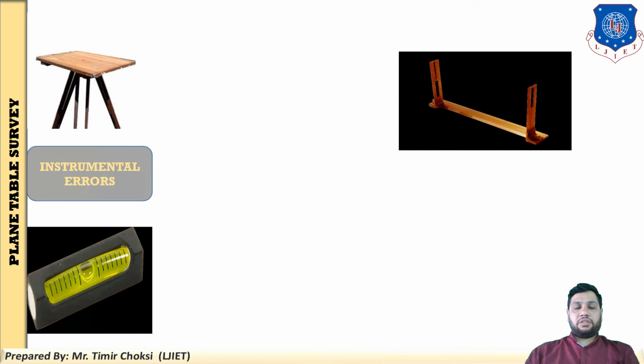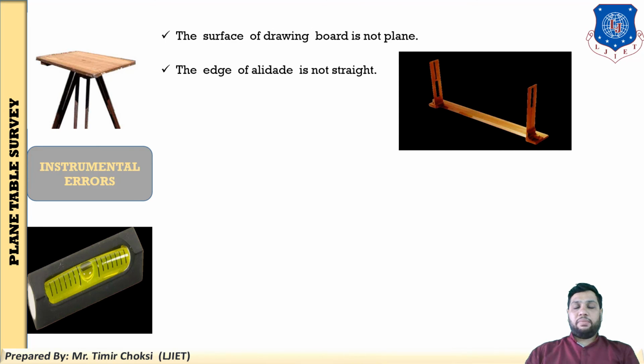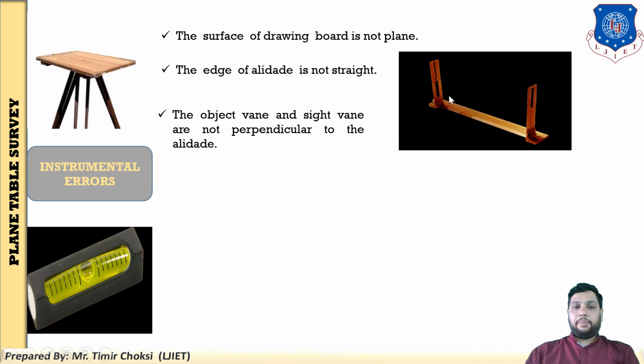So first will be the instrument error. The surface of the drawing board is not plane, the edge of the ruler is not straight, and the object when sighted sideways is not perpendicular properly, so error will be developed. The fitting clamp is not proper, the level tube is defective.